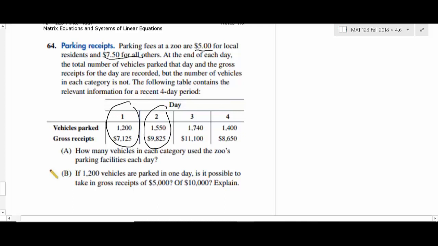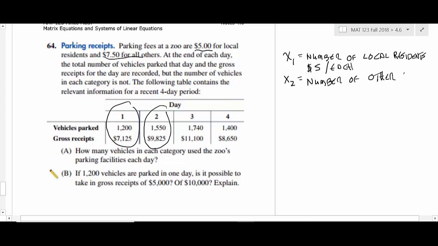This is another piece of information. You're actually going to have 4 systems of equations on this. This says on the second day, you had this many cars parked, and this is how much money you made. So what you want to do is let x1 be the number of local residents that parked. You have 2 variables and 2 parking fees. So that will be the number of local residents, and remember, that's $5 per car. x2 is going to be the number of other residents.